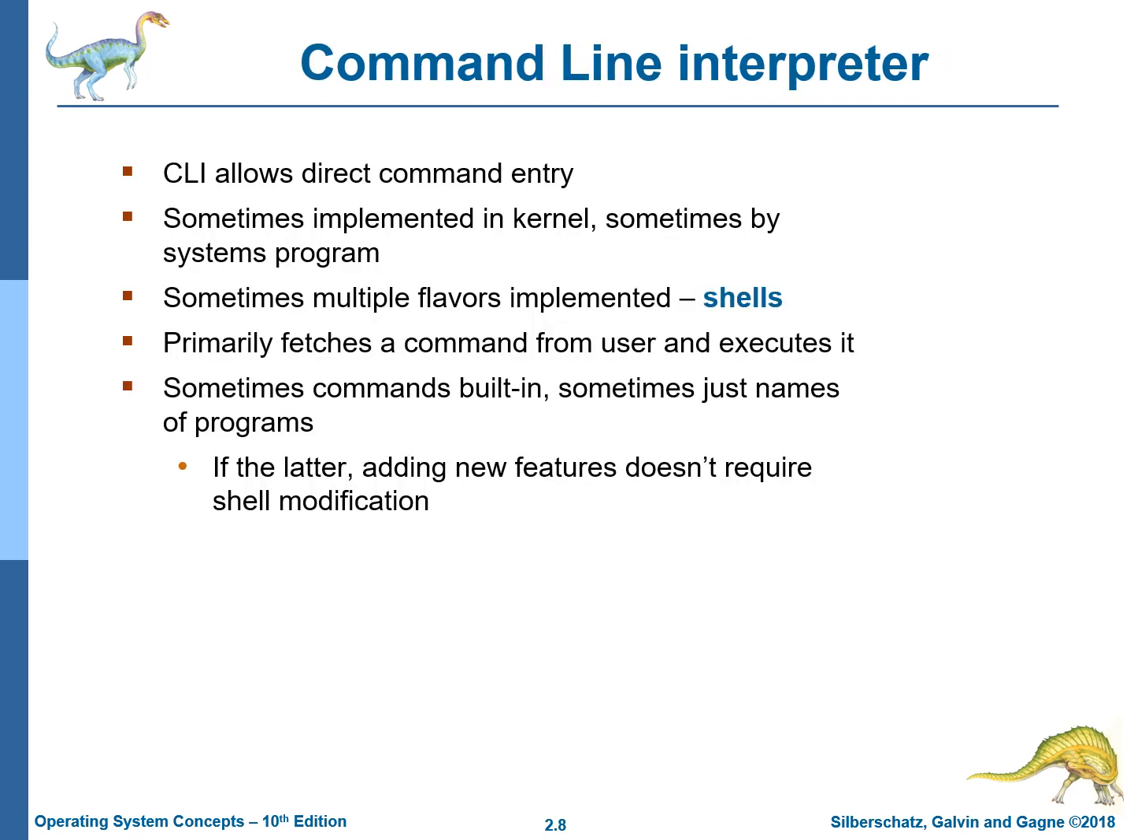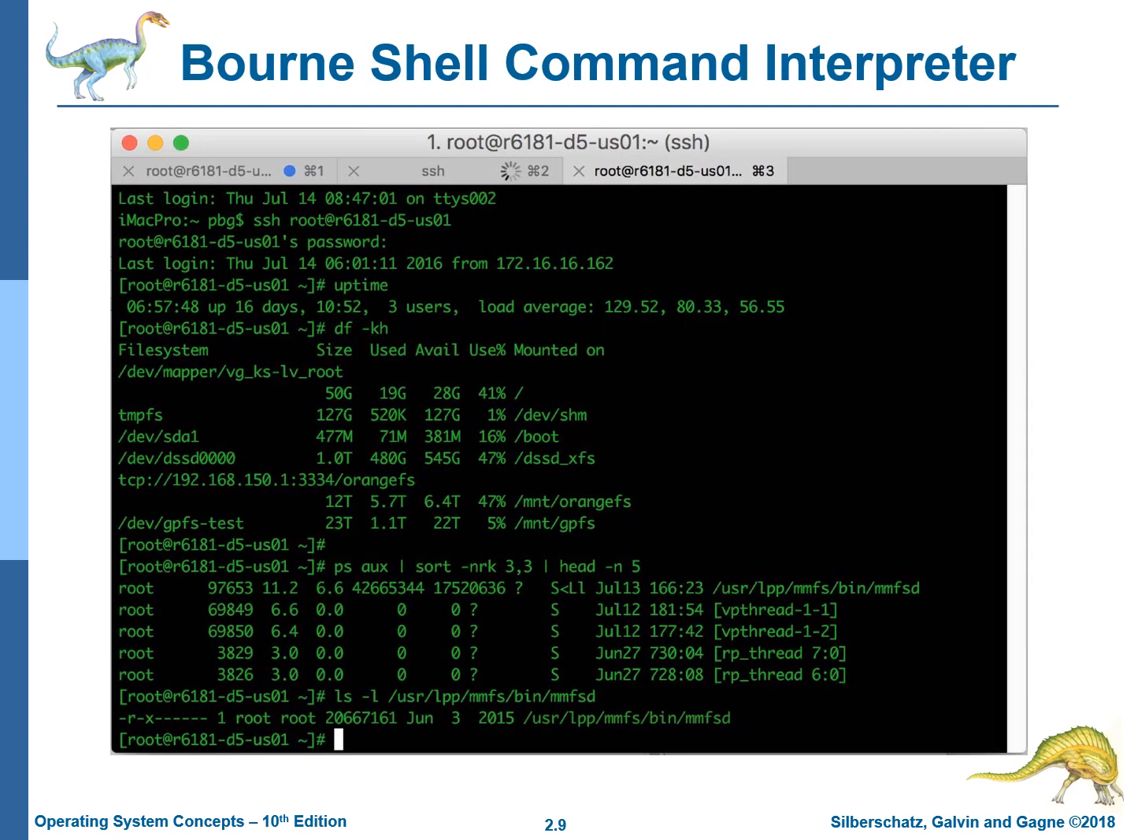Command line interpreter. The command line allows direct command entry, sometimes implemented in the kernel, sometimes by a systems program. Sometimes multiple flavors are implemented and are called shells. It primarily fetches a command from the user and executes it. Sometimes commands are built in, sometimes they are just names of programs. If it's the latter, adding new features doesn't require shell modification. This is what the Bourne Shell command interpreter looks like.